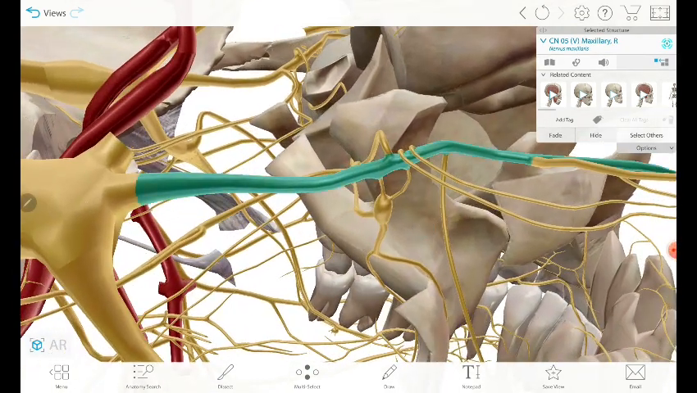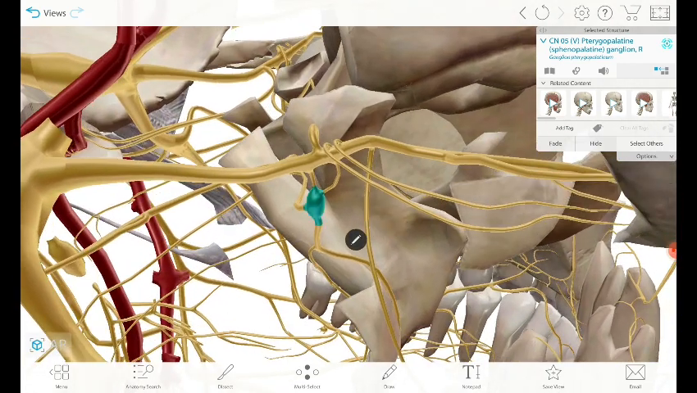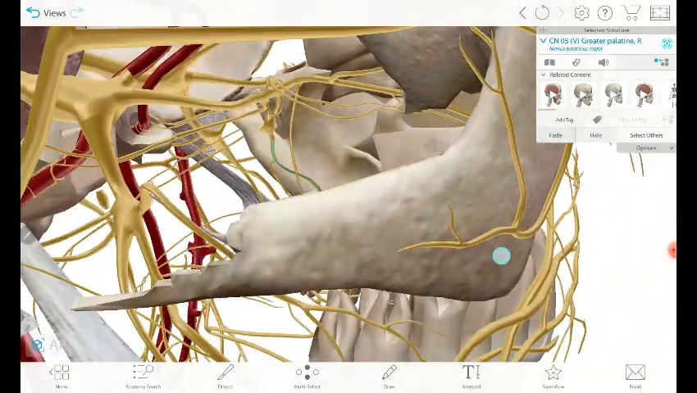Now the maxillary nerve is giving one ganglion. A ganglion is hanging from the maxillary nerve. So this here is known as the pterygopalatine ganglion. So this here is the pterygopalatine ganglion, and this pterygopalatine ganglion is giving off these branches. So these branches are the ganglionic branches.